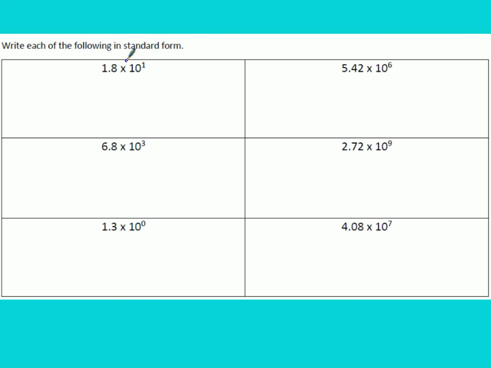So right below we have, write each of the following in standard form. This first example says 1.8 times 10 to the first power. This is a positive exponent, so we're moving to the right, and we're only going to need to move it one time. That means it's going to land right here. We don't have any empty loops to fill in, so the number that we've made is 18, and that's our final answer. The next one, 5.42 times 10 to the positive 6th power.